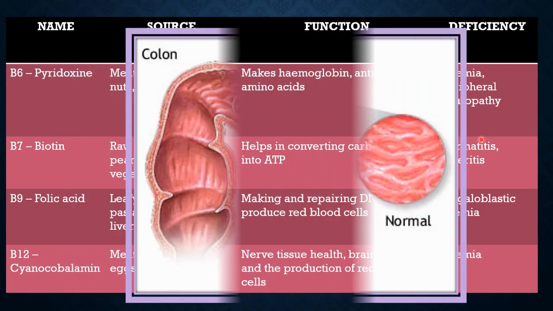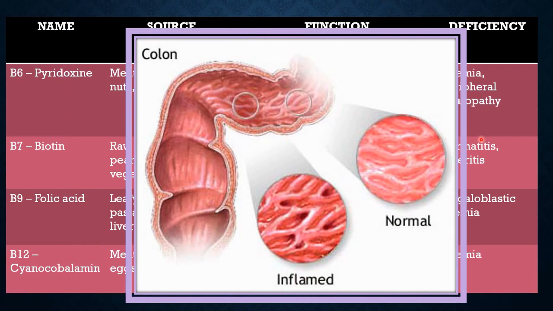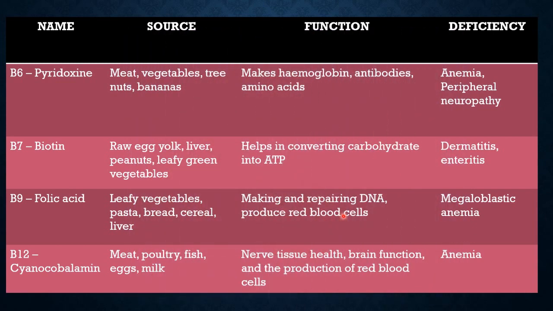Then one more condition called enteritis. Enteritis is an inflammation in the small intestine. You can compare the normal cells in the small intestine and an inflamed one. This arises due to vitamin B7 deficiency.